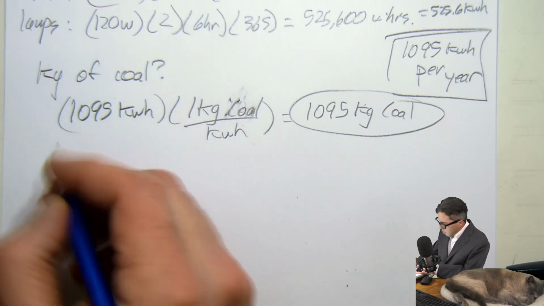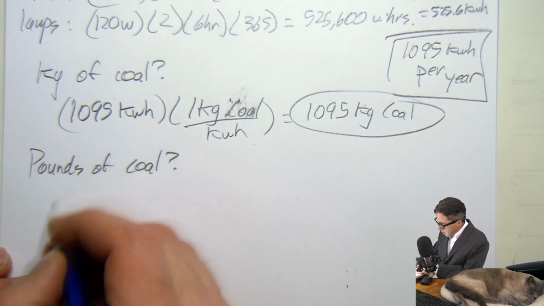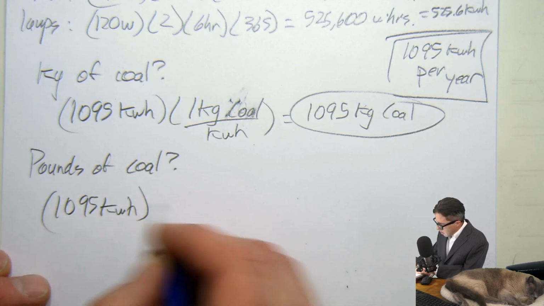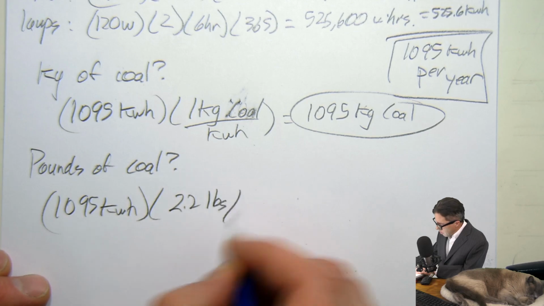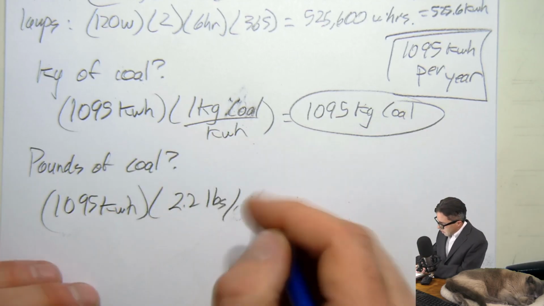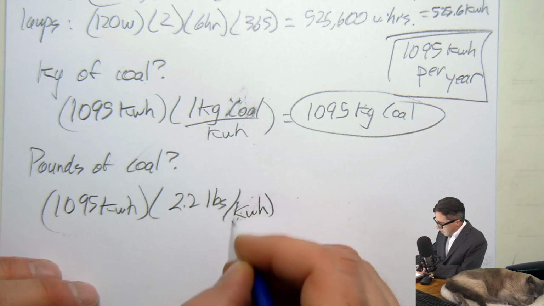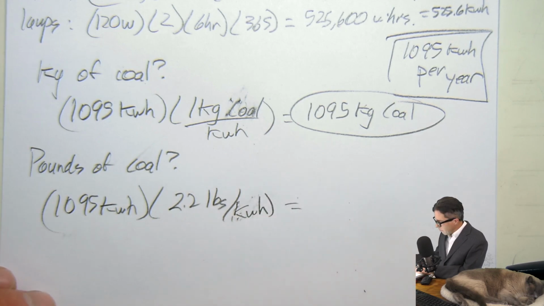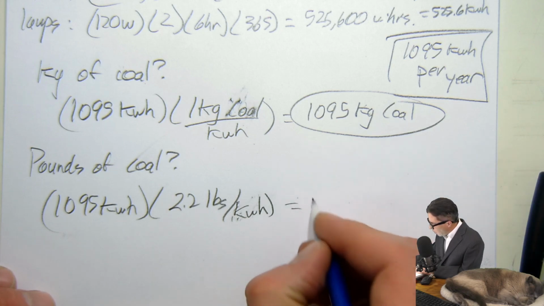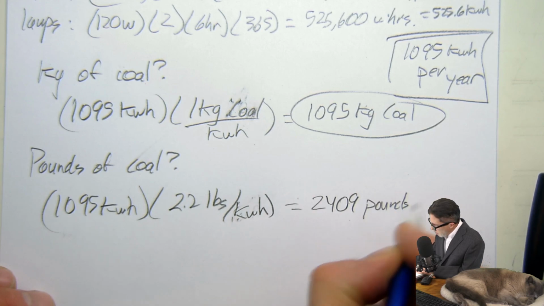What if I said pounds of coal? Right? Then I got 1,095 kilowatt hours times 2.2 pounds per kilowatt hour. So I just take that, multiply that by 2.2, and you get 2409 pounds of coal.